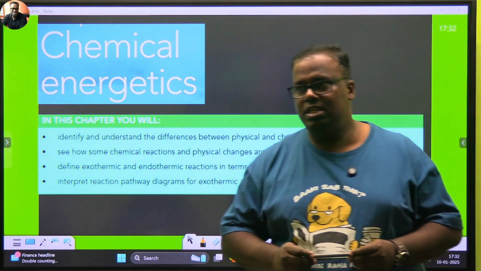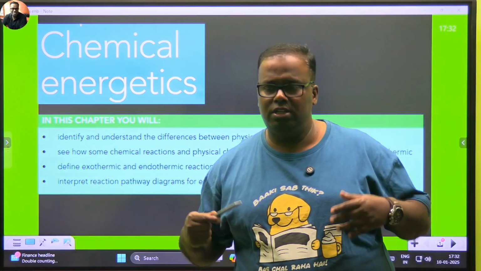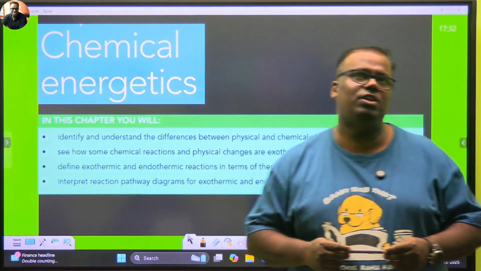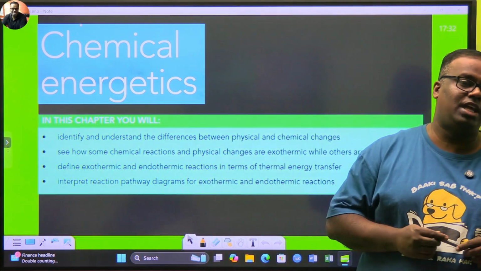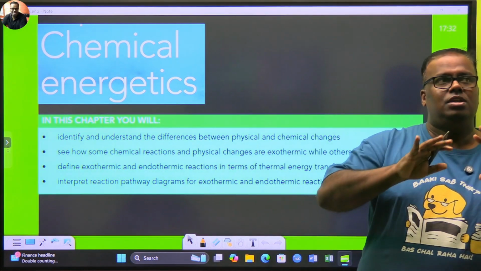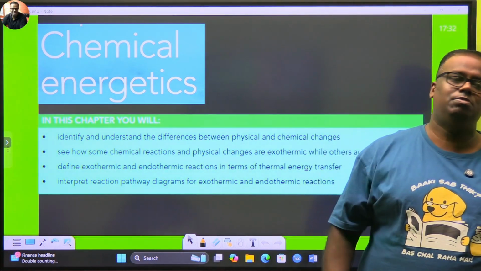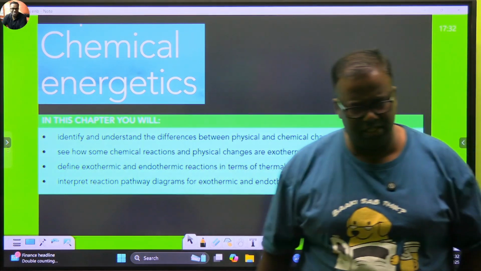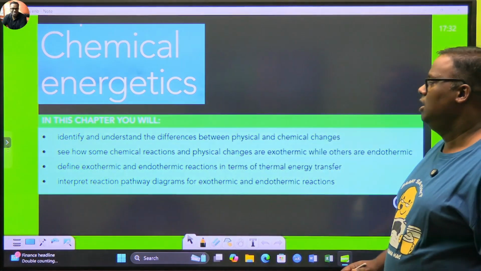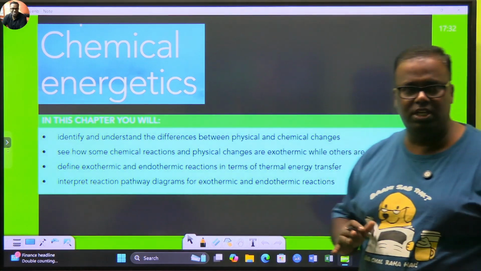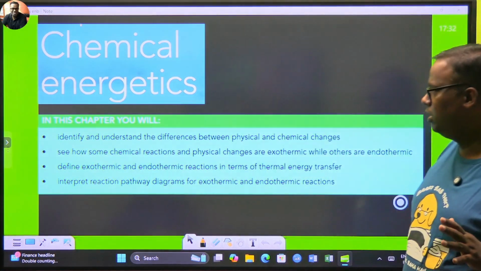And energy in the sense means you'll read about terms like heat of a reaction, what is the activation energy. So a broad conceptual clarity is very much required. Easy chapter, nothing more than that. So it says you'll understand differences between physical and chemical changes. The first part will look into that.